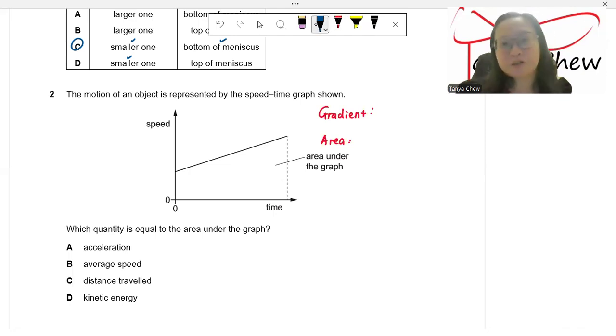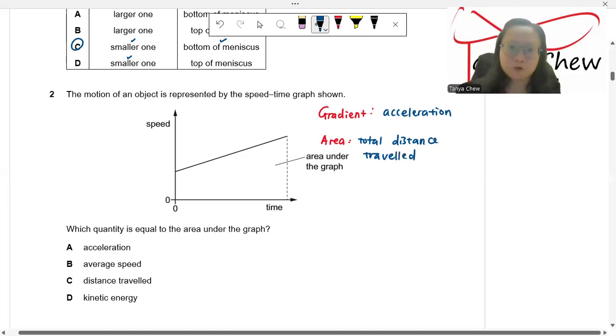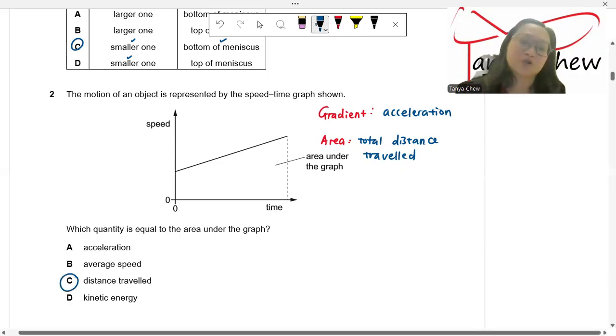Now, since this is a speed-time graph, the gradient of the graph represents acceleration, whereas the area under the graph represents the total distance traveled by the object. Isn't the answer very obvious? Which quantity is equal to the area under the graph? This is the distance traveled.